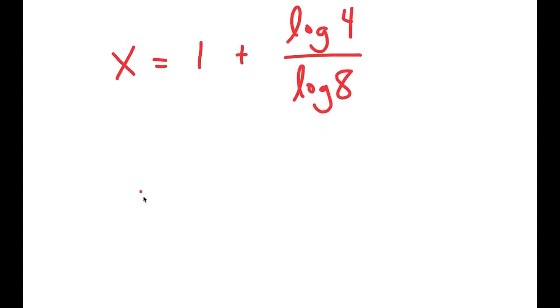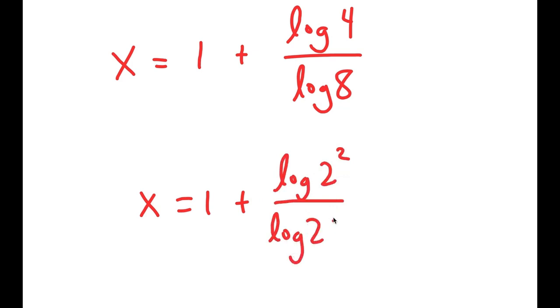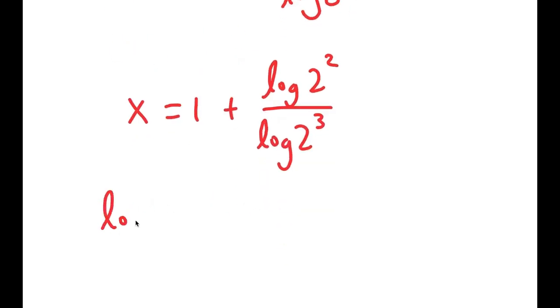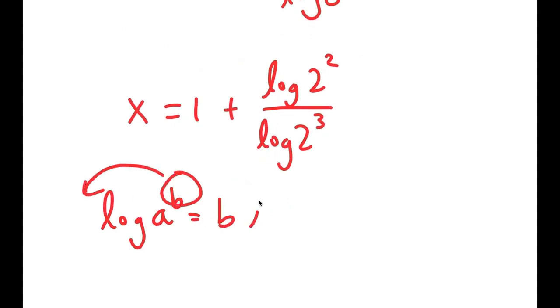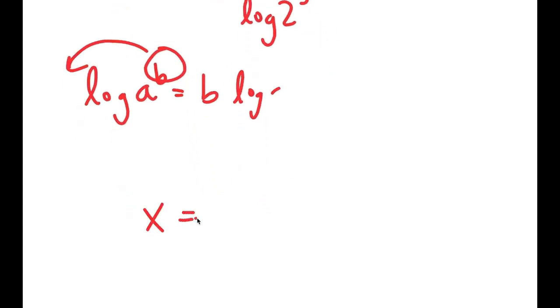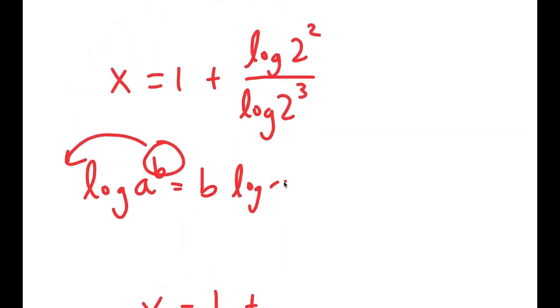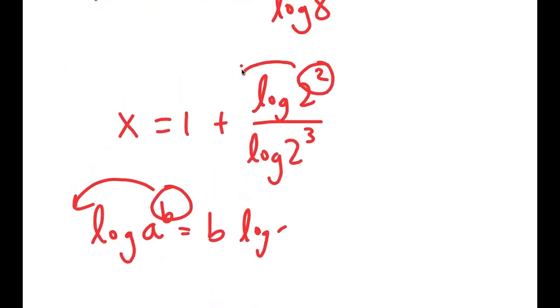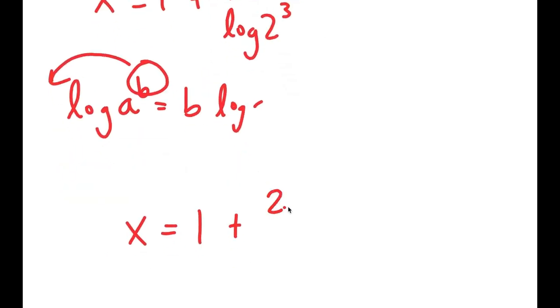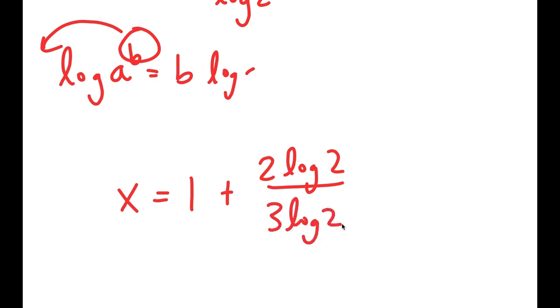Now, log of 4 is the same thing as log of 2 squared, and log of 8 is the same thing as log of 2 to the power of 3. So if I have something in the form log of a to the power of b, again, I can move b to the front, so it's b times log a. That's exactly what I'm going to do with both of these. So I get x is equal to 1 plus, I can move the 2 to the front, so 2 times log 2 over the same thing with 3, so 3 times log 2.